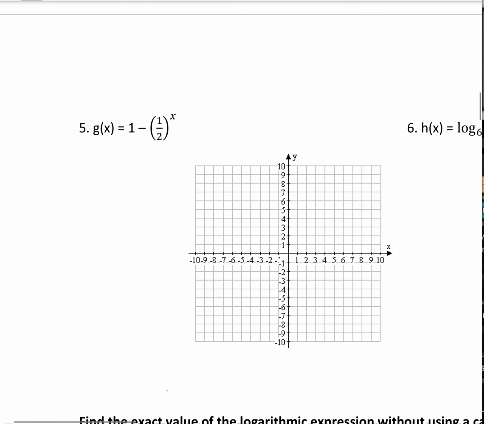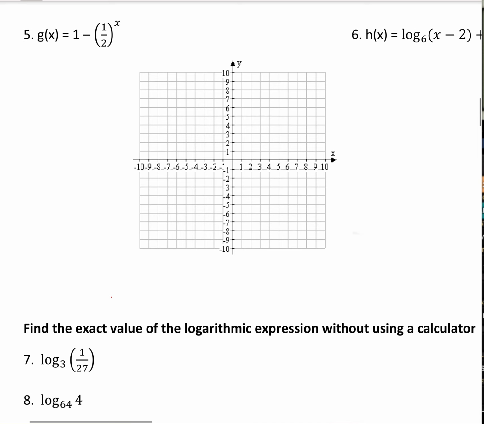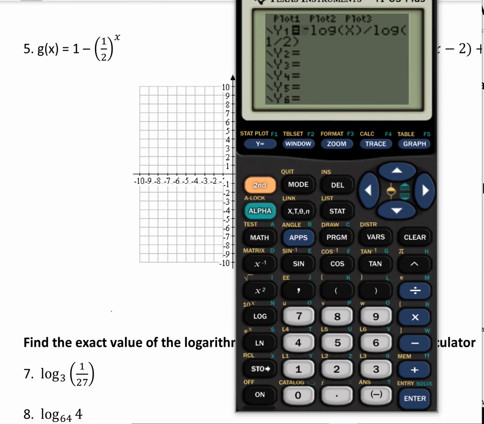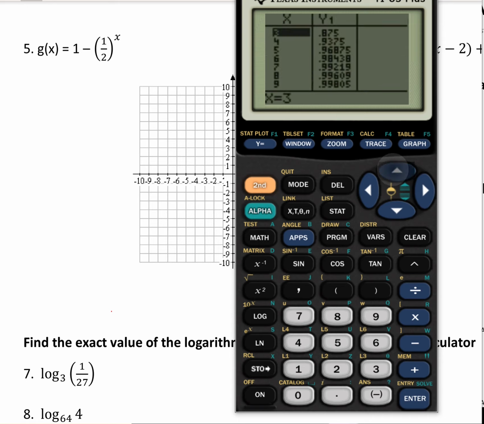All right, so now we are going to take a look at question 5. So again, take your calculator, go to y equals, clear it out. We're going to put 1 minus 1/2 raised to the power of x. Double check to make sure it's right. And we're going to take a peek and look at the graph. All right, so we have a really great idea of what it looks like, and it looks like we're going to have a horizontal asymptote, but we have to figure out exactly where. So we're going to second table and look at the table.